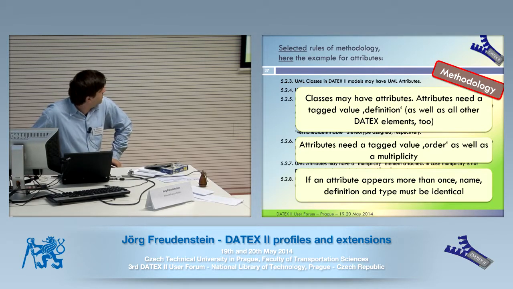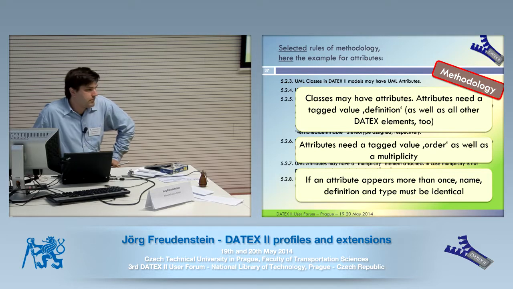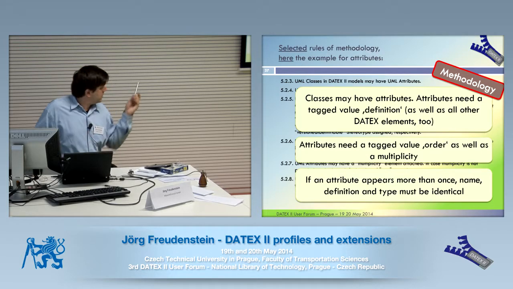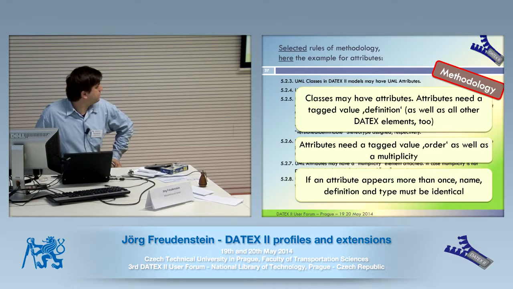But things which have to be correct are, for instance, these. Classes are allowed to have attributes, and attributes need to have a text value definition. I already explained this in the morning, as well as other Datex elements too. Attributes need a text value order. I already said that, because in the XML schema file, the ordering must be consequent right to this order attribute, and they need a multiplicity. If you reuse an attribute more than once in the Datex level A model, you have to use the same name, the same definition, and the same type.